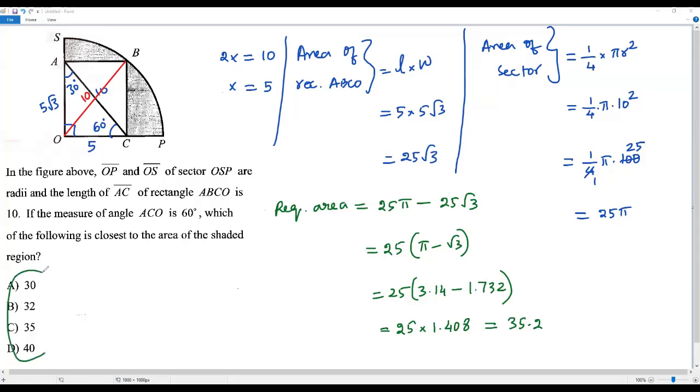Among the given answer choices, the one which is closest to this value, 35.2, is 35. We find that in answer choice C. The correct answer choice for this question is C.